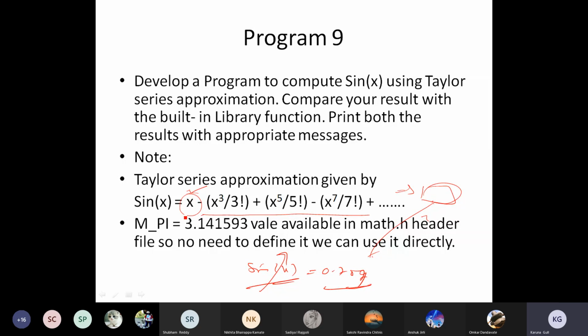What should I do? Take more terms. More terms, right? So how many terms then? More terms means how many terms? So we can ask the user to input the n value, ma'am. So that's why I'm asking you.